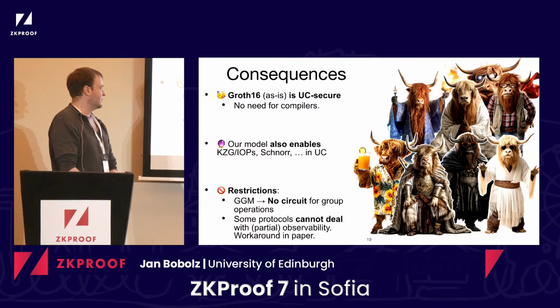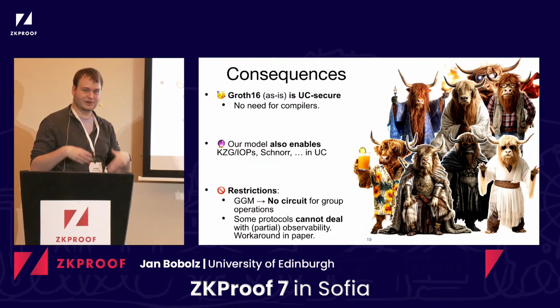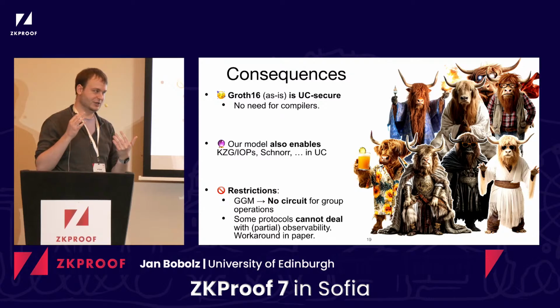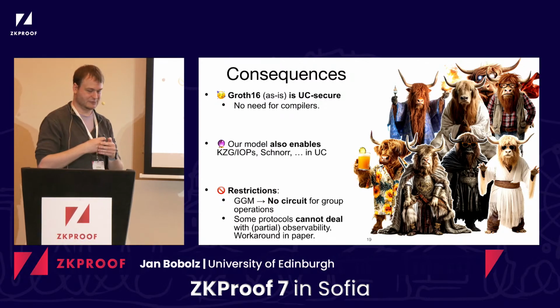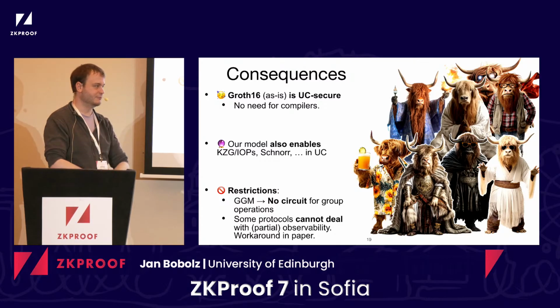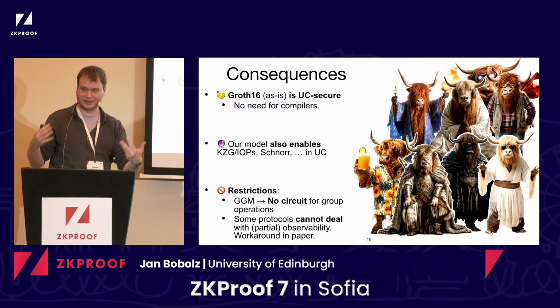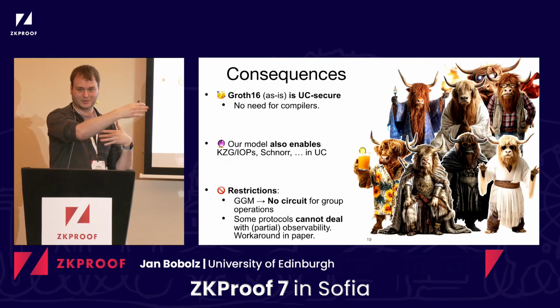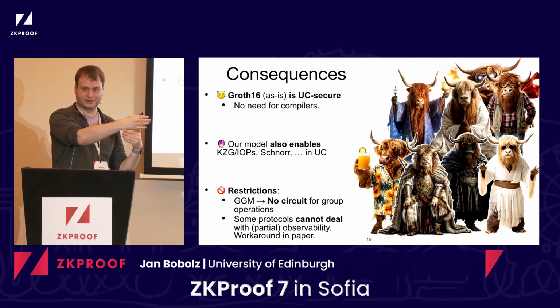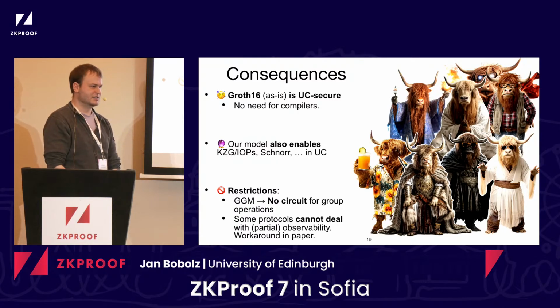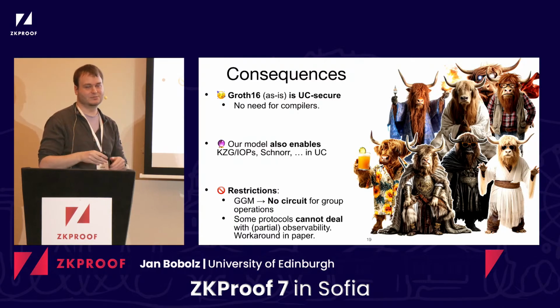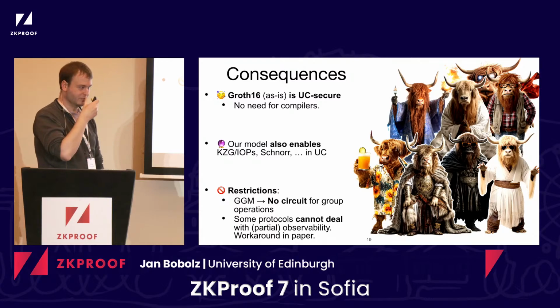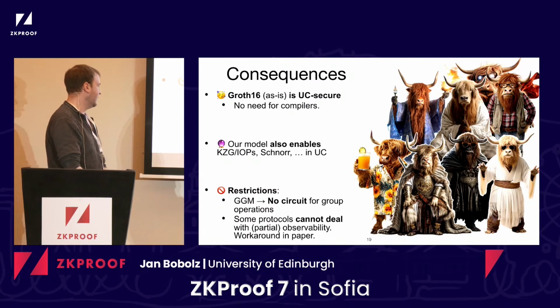Some parts of standard Schnorr proofs should also be UC secure in this model. It comes with some restrictions. First of all, if you do a GGM proof, generic group model proof, then group operations are only doable with queries to the generic group model. So there's no circuit to evaluate these, so you cannot prove something about the group that the Groth16 proof lives in. So recursive proofs would become difficult, but those are always difficult for provable security anyway. And then we added this partial observability.